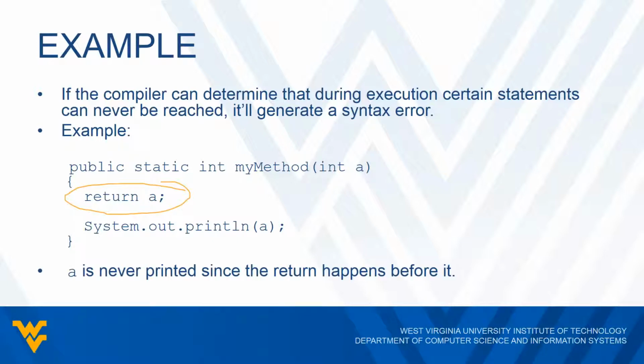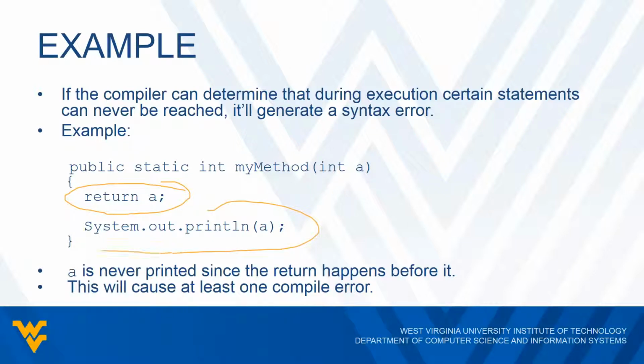So in this case, A is never printed because the return statement happens beforehand. So this print line method will never get called, and this will return at least one compile error. It'll say that this statement right here just simply isn't reachable. So you need to change it so that either you don't have this line or your return statement happens after this line.